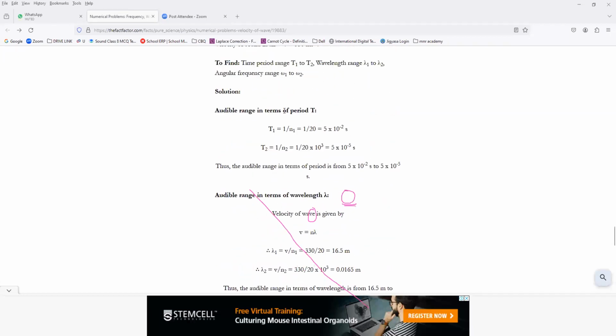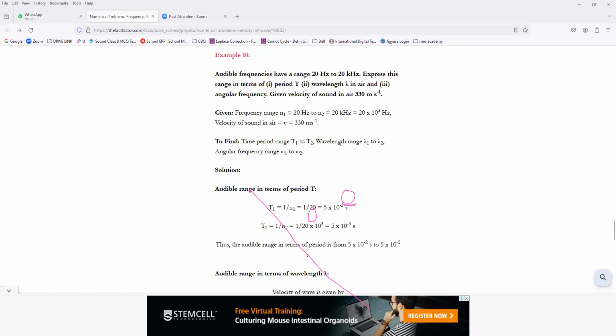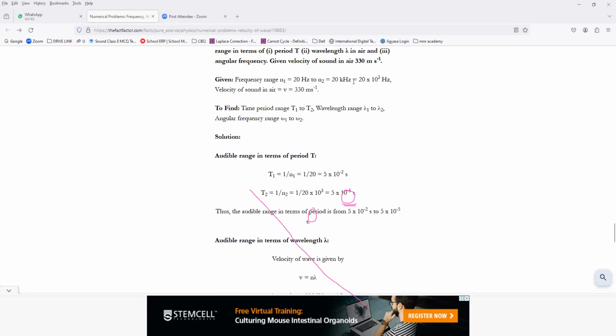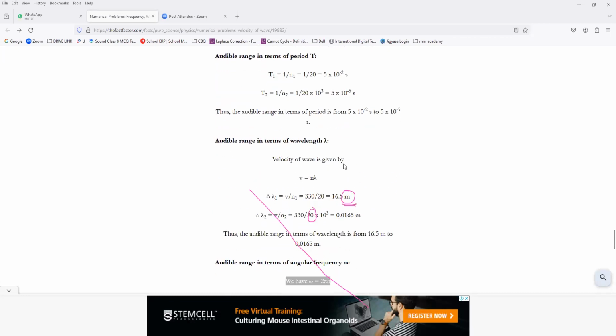What is the time period? T1 for 20 hertz is 1 by 20. T2 is 1 by 20K. 20K means 20,000. Am I right? Then calculate the wavelength, lambda 1 and lambda 2. You cannot find it with a single frequency; you have to find it two times. Generally, wave speed is equal to frequency into lambda. So lambda 1 is equal to wave speed divided by frequency 1, and lambda 2 is equal to wave speed divided by frequency 2. That's all. But wave speed remains constant.